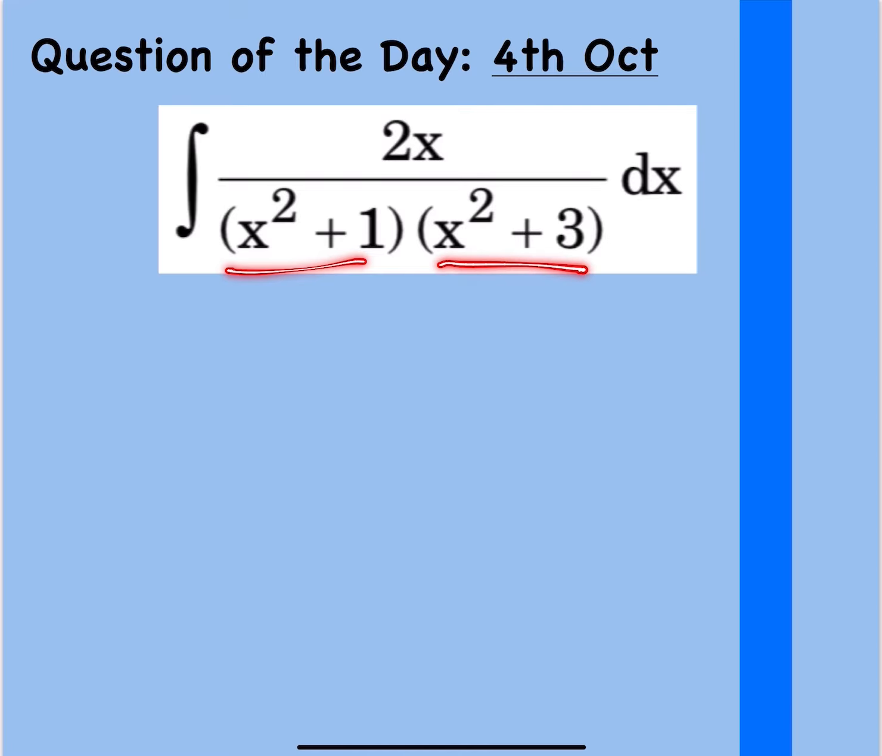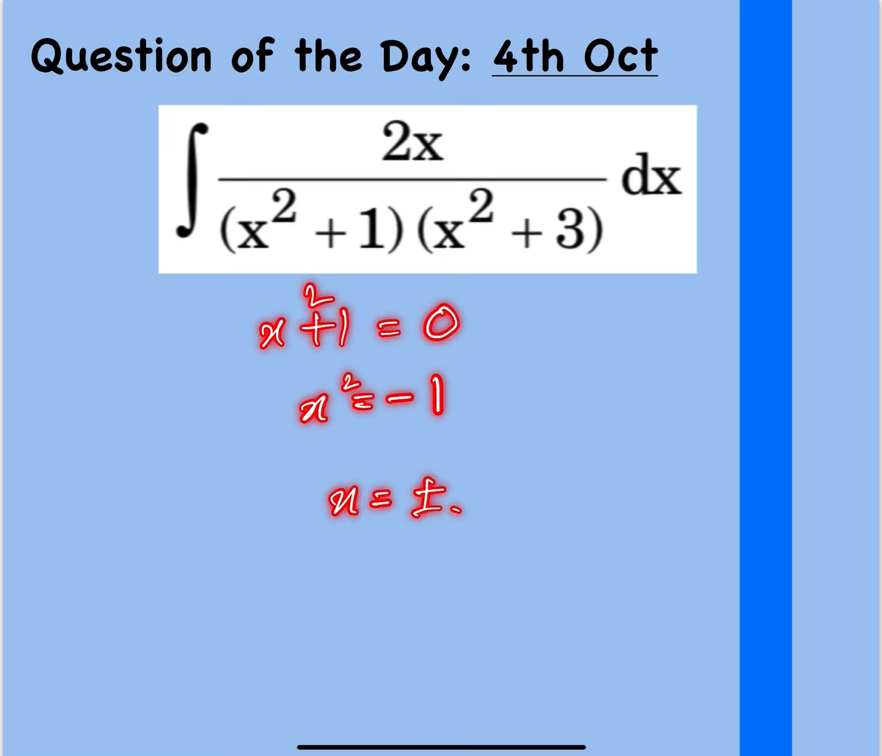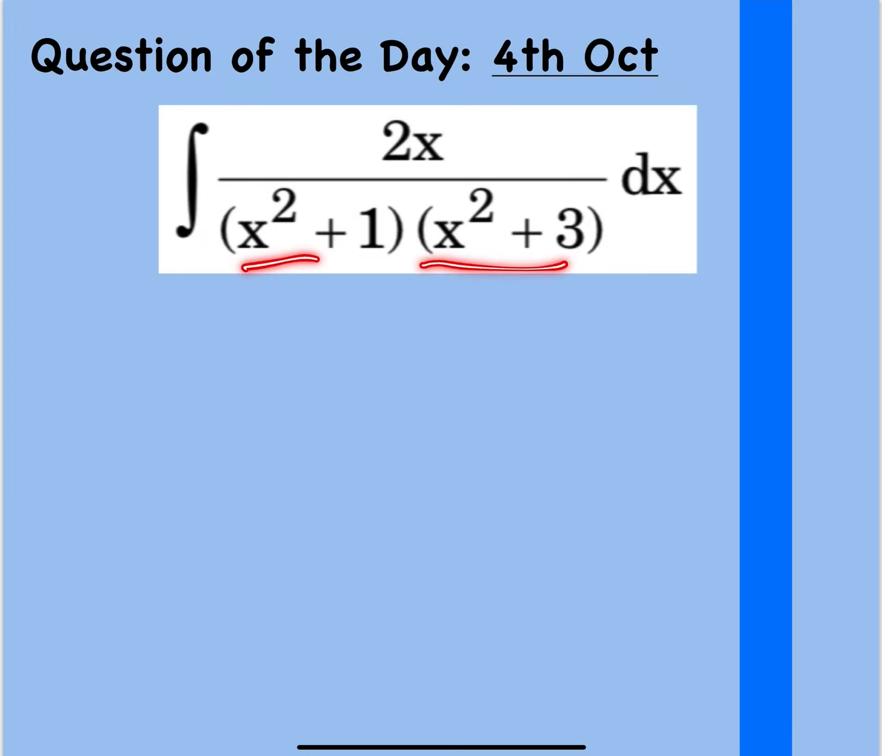Which form is this? This is the third form, where the roots are complex. When we say complex, if you put x square plus 1 equals to 0, you get x square equals to minus 1, and you get an under root over a negative value, which is a complex root. So this is the identification.